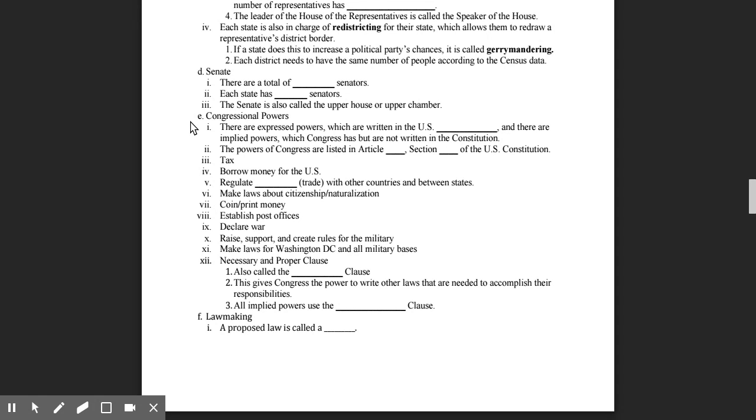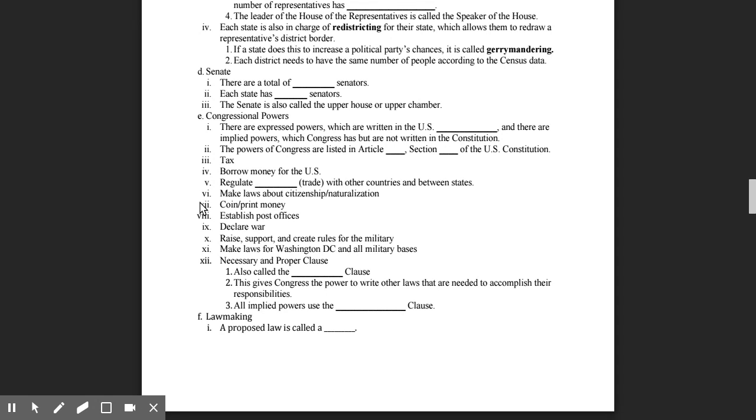Congressional powers. There are express powers, which are written in the U.S. Constitution, and there are implied powers, which Congress has but are not written in the Constitution. The powers of Congress are listed in Article 1, Section 8 of the United States Constitution. They have the powers to tax the people, borrow money for the United States, regulate commerce or trade with other countries and between states. They can make laws about citizenship and naturalization.